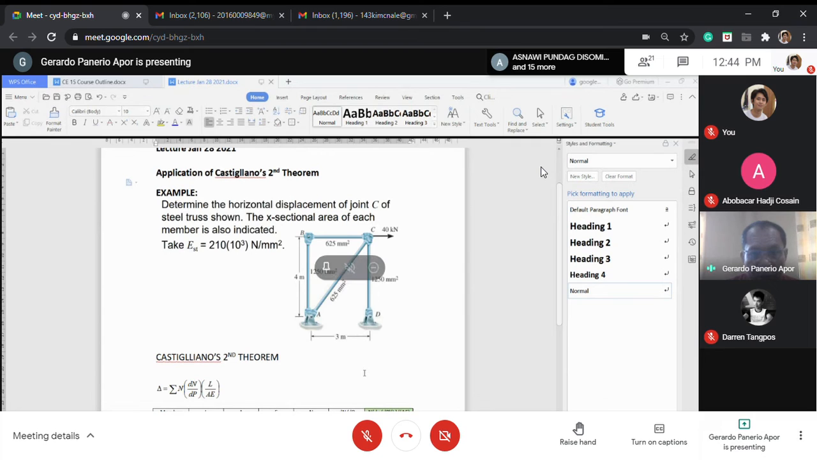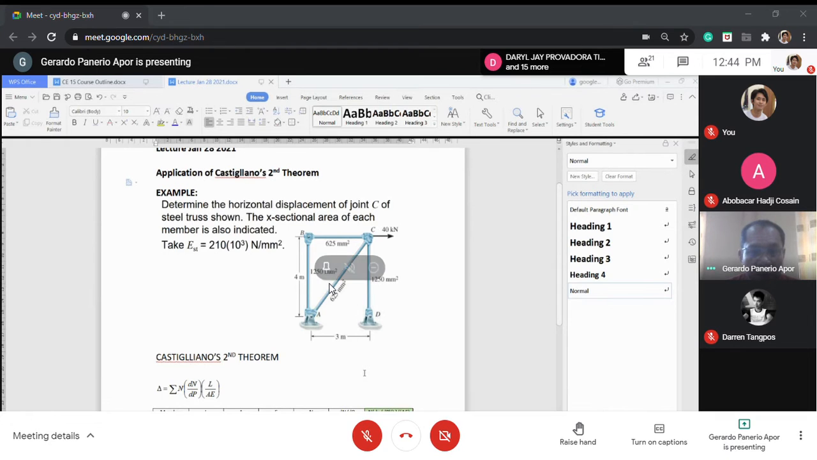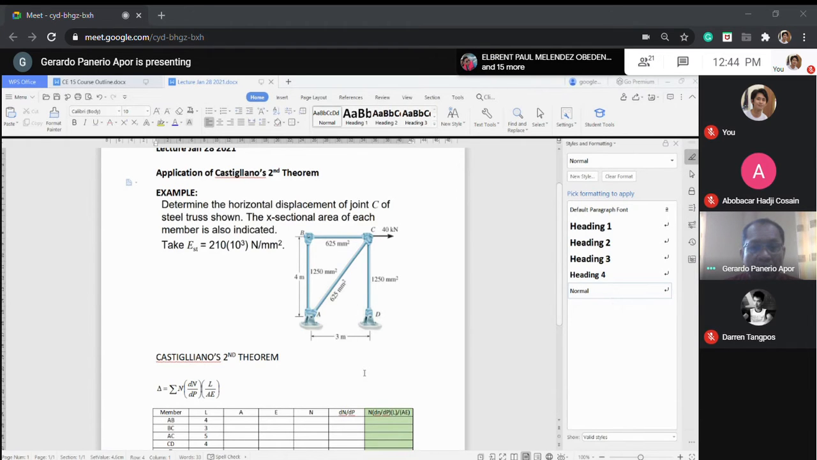The node numbering and even the area of the member is given. If you are going to count, we have four members. Now this is a truss. The support system is what we call pin and pin, because A or D cannot be a roller, or else it will be unstable. To make it stable, A and D must be pin.